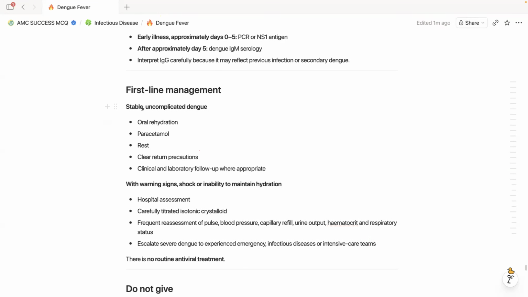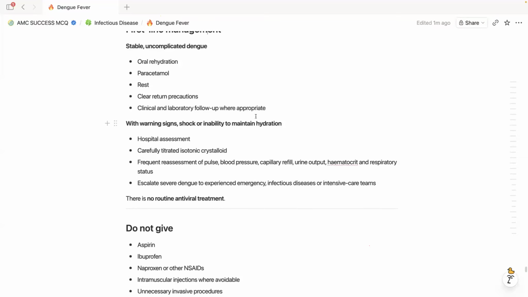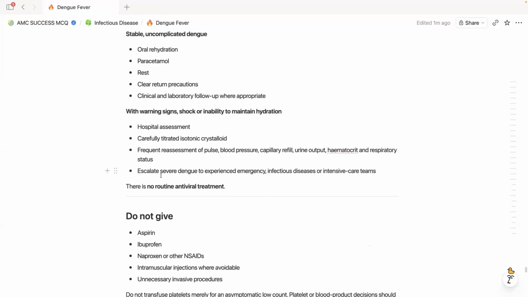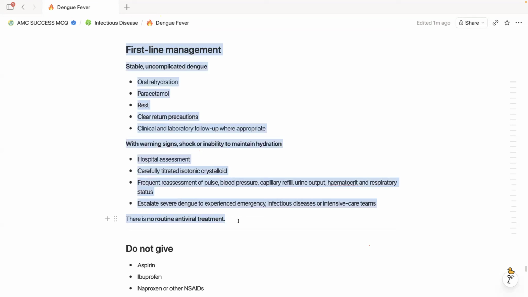Now in management, if the patient is stable and uncomplicated, we start with oral rehydration, paracetamol, clear return precautions, and clinical and laboratory follow-up where appropriate, watching for warning signs of shock or inability to maintain hydration. If these are in the stem, then we admit the patient to hospital, carefully titrate isotonic crystalloid, frequently assess blood pressure, capillary refill, and urine output, and also check respiratory status. Escalate to the emergency, infectious disease, and ICU teams if there is severe dengue. This is the first line of management.